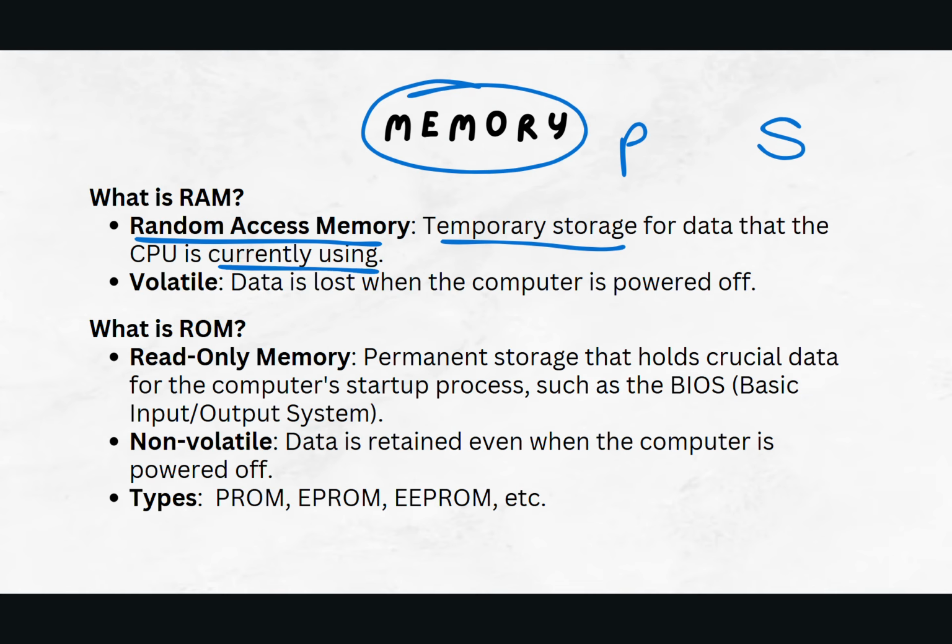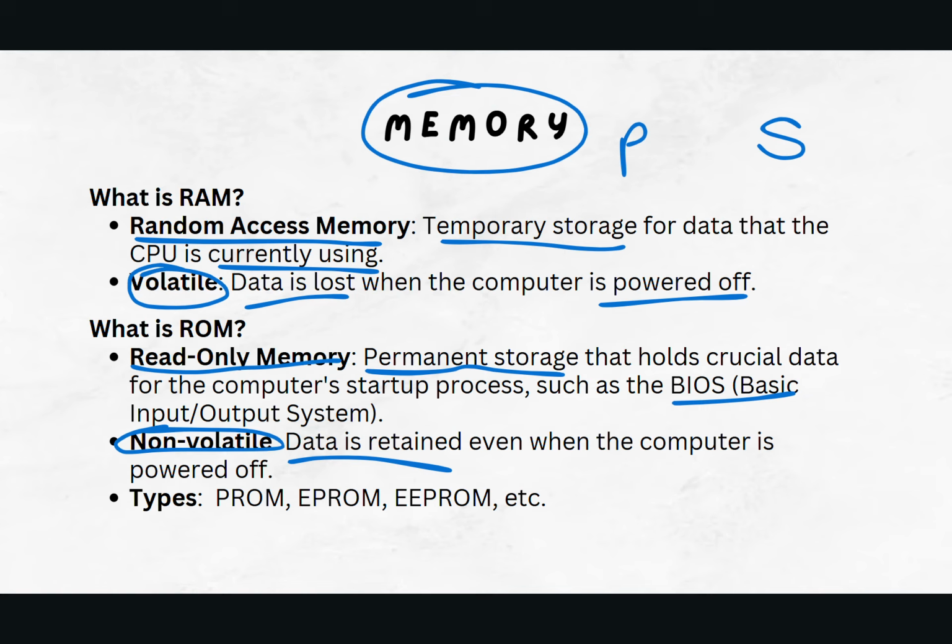Okay, it is super quick, but it is volatile, which means that when the power is turned off, the data will be lost. So it is only used for current ongoing operations. And what is this ROM? Read-only memory is a permanent storage that holds crucial data like BIOS, which is the basic input-output system. But it is non-volatile unlike RAM, so data is retained even when the computer is turned off.